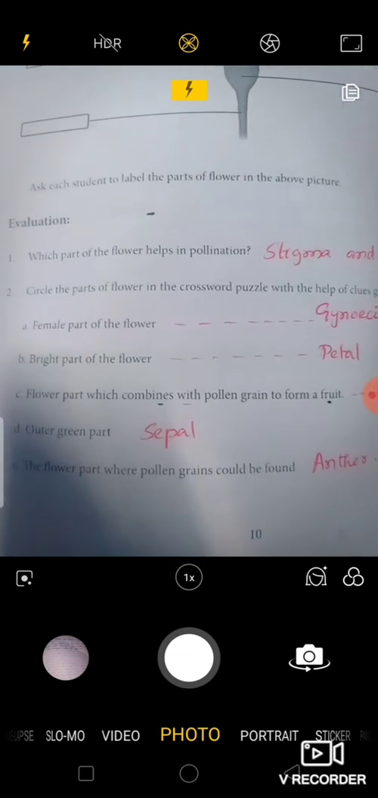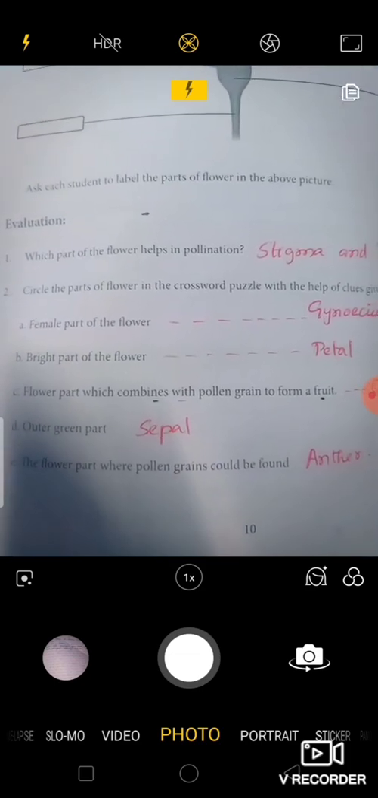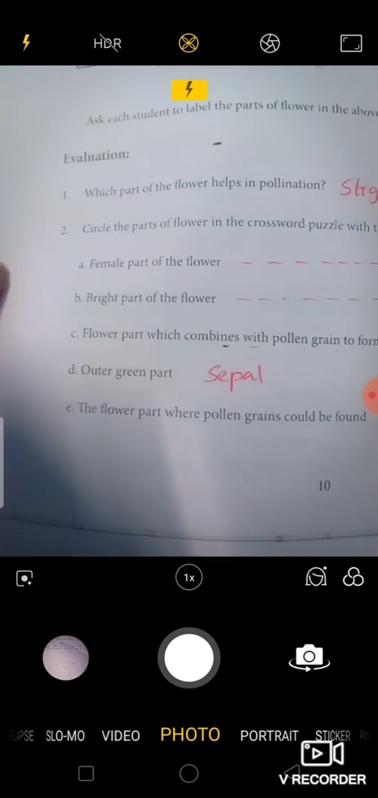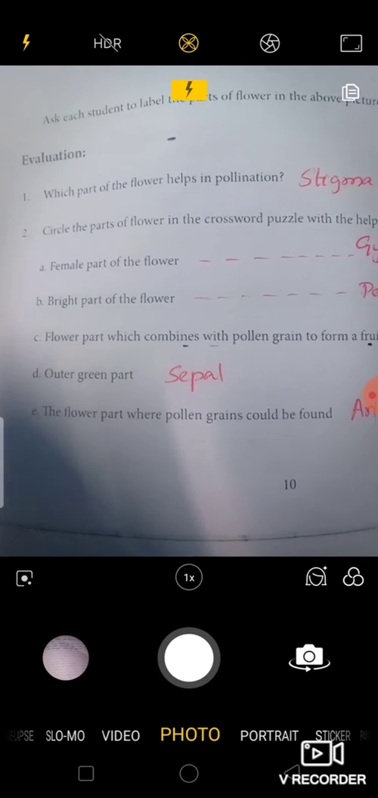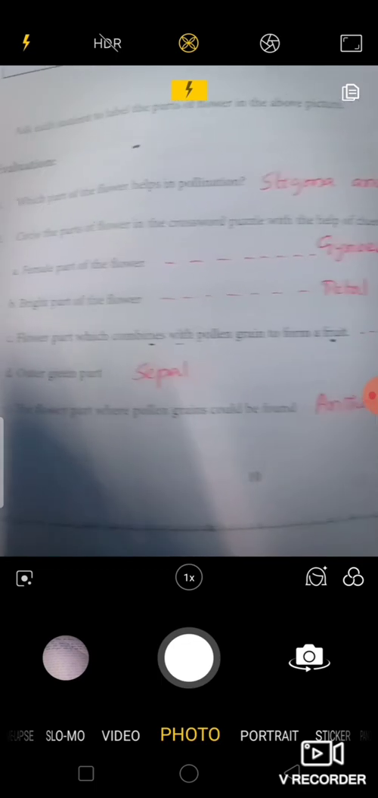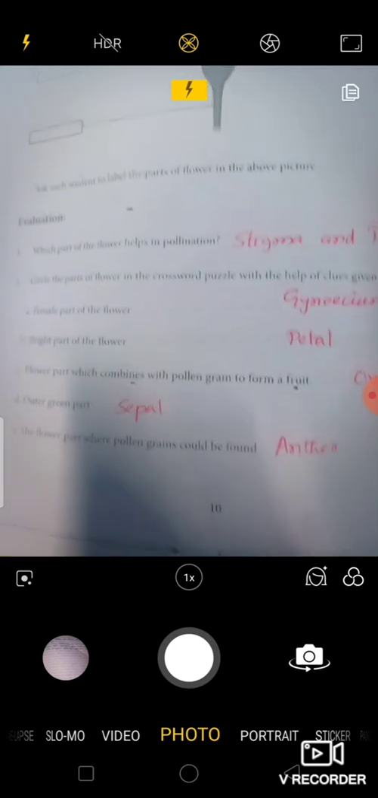Flower part which combines with pollen grains to form a fruit is ovary. Outer green part is sepal. The flower part where pollen grains could be found is anther.